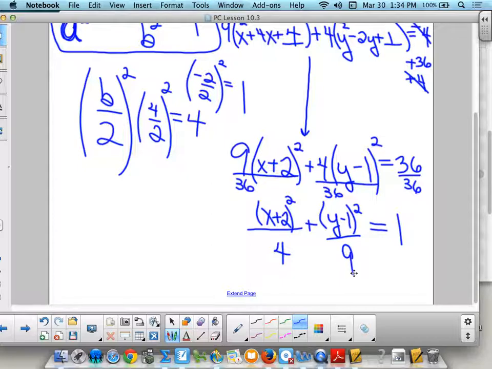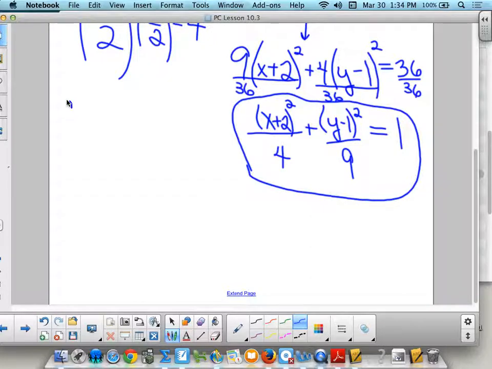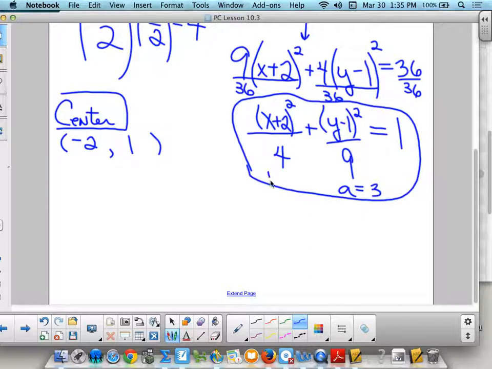There. I just took that equation that was pretty long and wrote it so that it's in standard form, which means I can pull out the center right now. What's the center? Negative 2, 1. I agree. Good? All right. Just tell me the a value. Look at the equation. The a value is 3. Yep. The b value is 2.